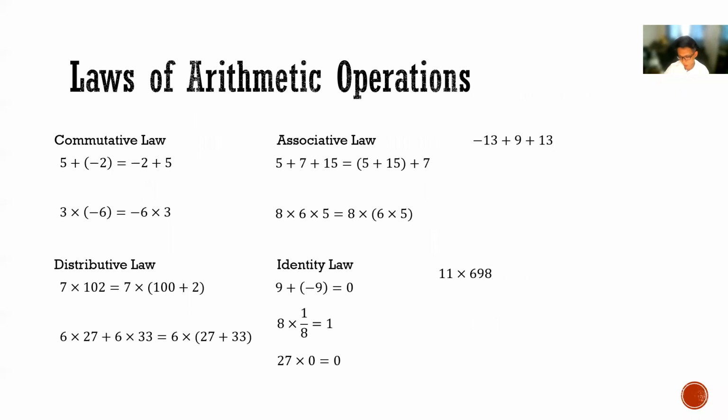Another thing you need to know, actually one of the major parts of chapter 1, is the laws of arithmetic operations. Commutative law again is you can switch for plus and times, you can switch the order of numbers. Means 5 times -2 and -2 times 5 is the same. Plus also, this plus this plus this is exactly the same thing.